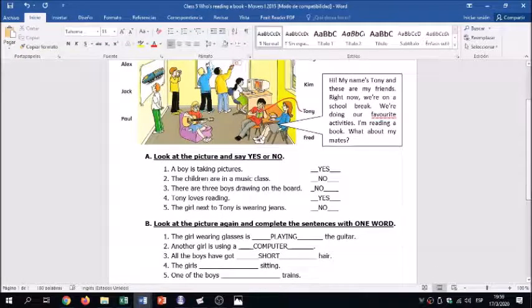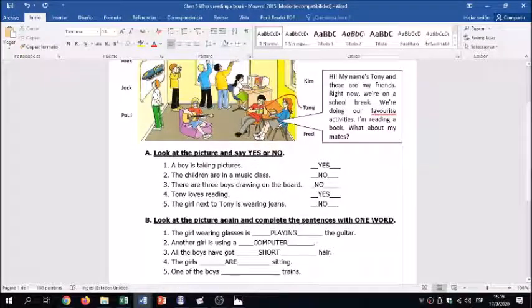Very good. What about sentence number four? The girls, espacio para completar, sitting. So, we have one girl here and another girl here. And they, very good, they are sitting. Very good, the girls are sitting. Ellas están sentadas.